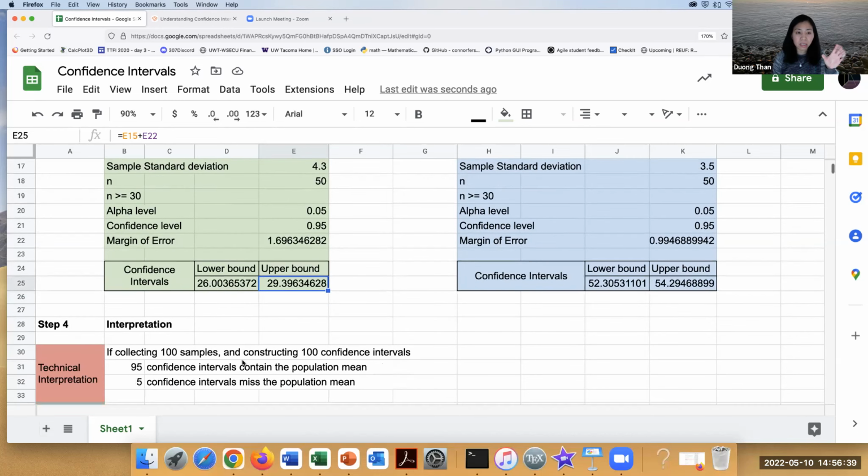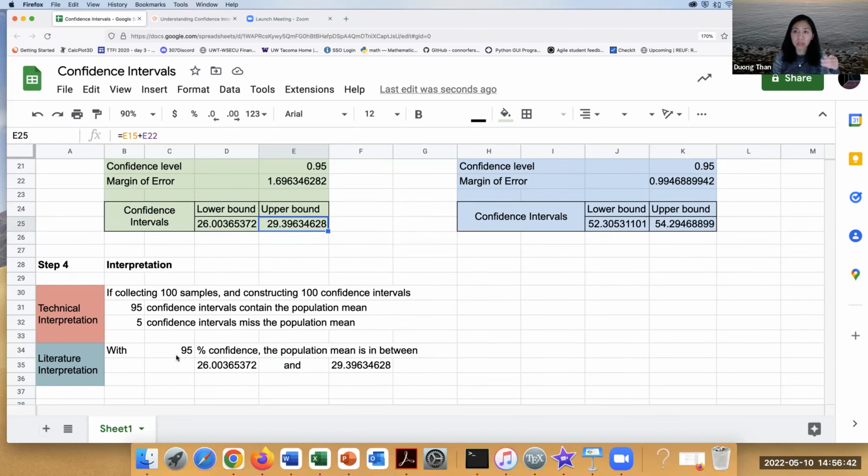And the interpretation is, with the percentage of confidence, the population mean is in between the lower bound and the upper bound. And if you have a specific context in which you want to make an interpretation, then you want to put that context in. You're going to replace the population mean with the statistic in that specific context, for example, the average commute time, the average spending, and so on and so forth, will be in between the lower bound and the upper bound with the corresponding units.